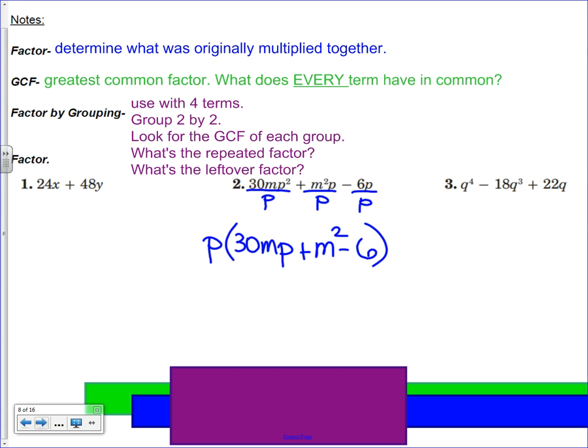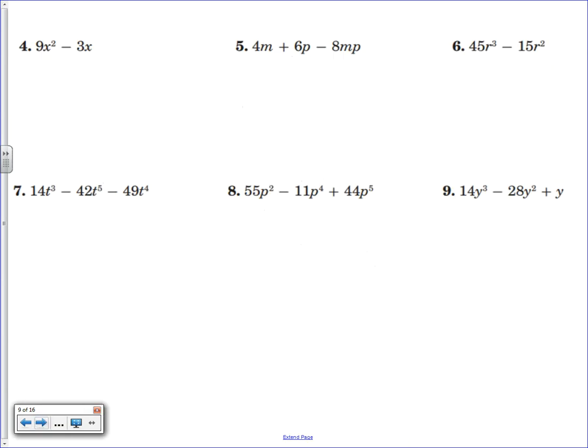Okay, let's go down to the second row, please. Let's start with number 4, if you would. What's wrong? What can you take out of 9 and 3? Hold on. What can you take out of 9 and 3? 3. And then you tell me an x as well. So both of these are going to get divided by 3x.